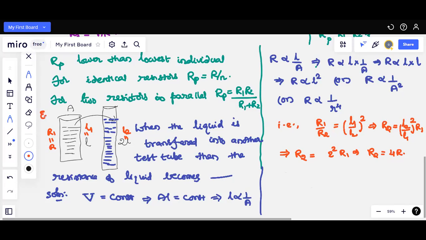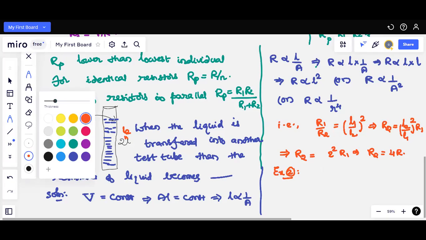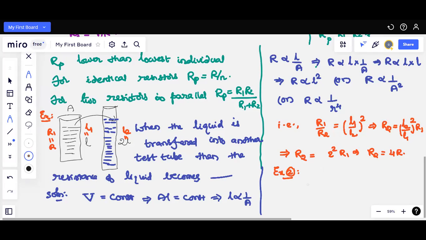done. Applications, example 1. And example 2, what they say here, same question, but you have to understand smartly. What should we understand, sir? A wire of length L is stretched until its length is doubled.